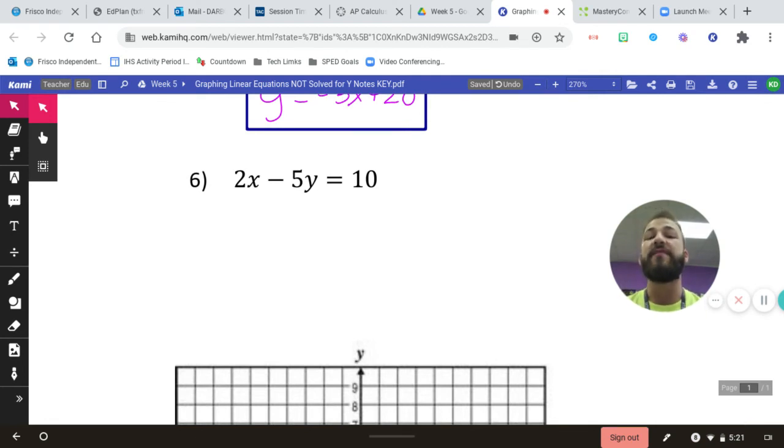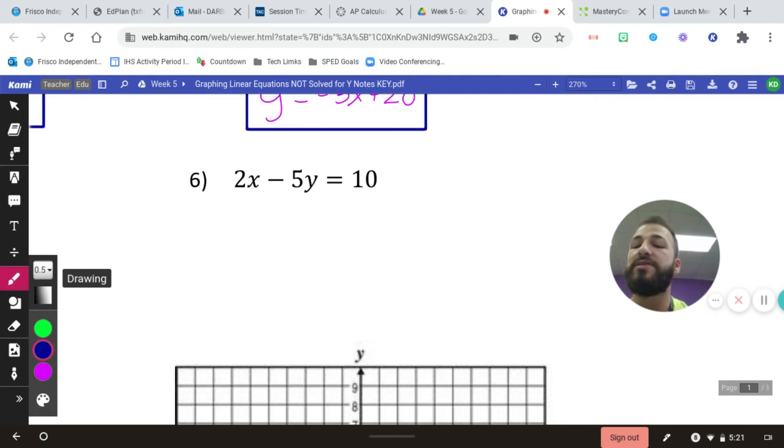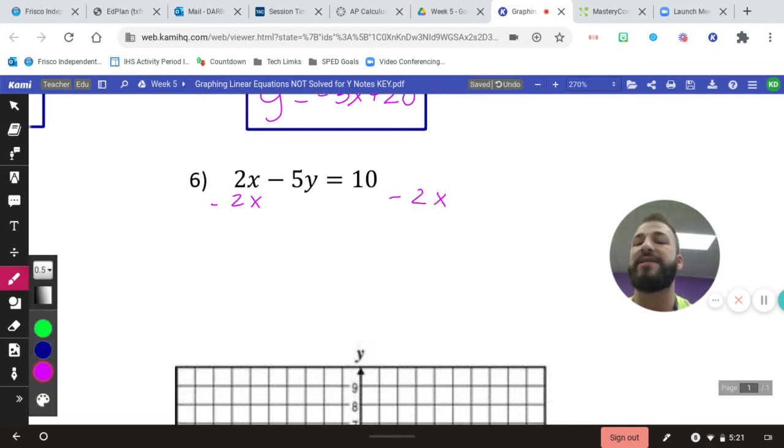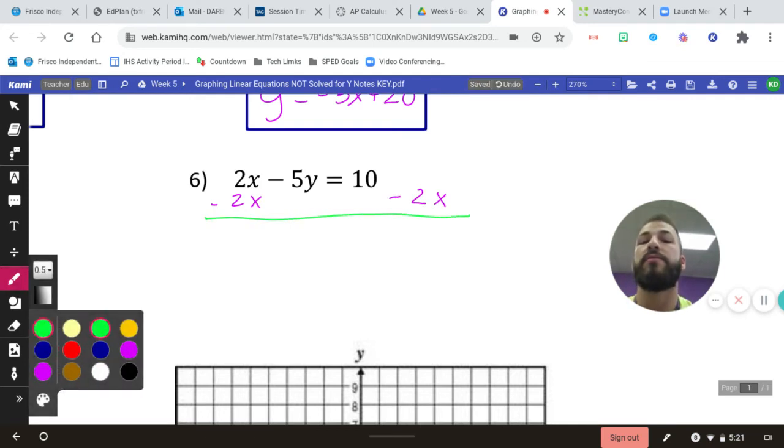2x minus 5y is equal to 10. So the first thing I need to move, just like last time, would be that 2x, so minus 2x, minus 2x. Notice 10 and 2x are not the same term, so I am not subtracting them. 2x and negative 2x cancel out. So I'm left with negative 5y equals 10 minus 2x.